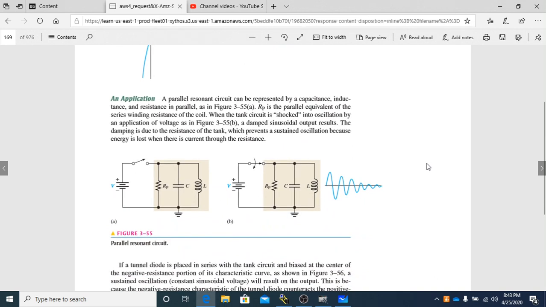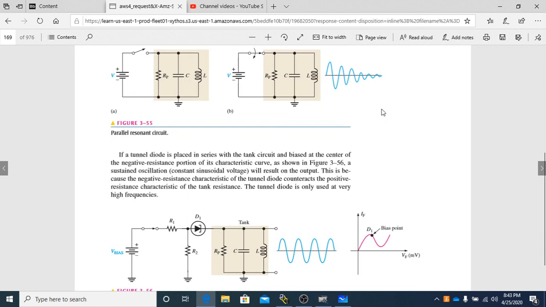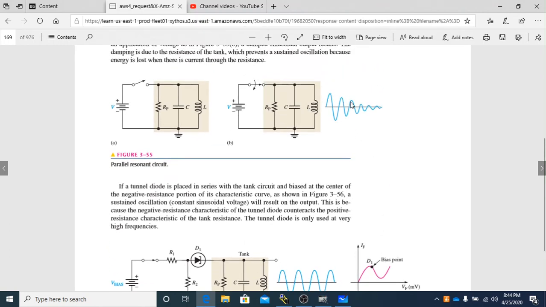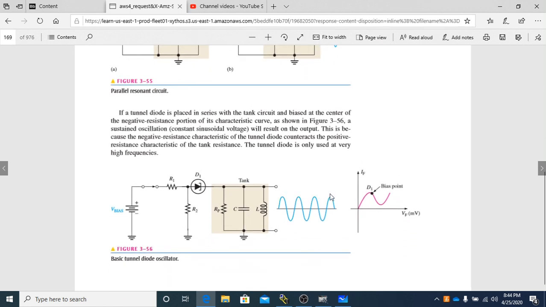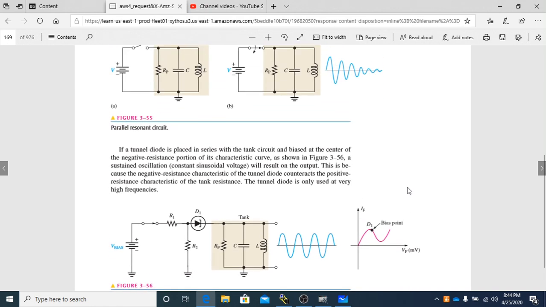All right. So an application is a parallel resonant circuit. It can be represented by capacitance, inductance, and resistance in parallel. It says the parallel equivalent of the series winding resistance of the coil. So basically, it's easier just to show you this: without a tunnel diode, you're going to see this right here happening in an oscillator. It's going to start out and just kind of start going down like this. But if we put a tunnel diode in, then it's going to keep that oscillation the same all the way through. See how here it kind of goes down? Here it stays true. So that's what the tunnel diode will do for us in a circuit. Now, we don't have any circuits that we would do in class, but this is something that you would use in an oscillator.